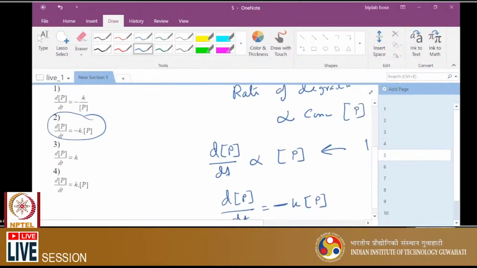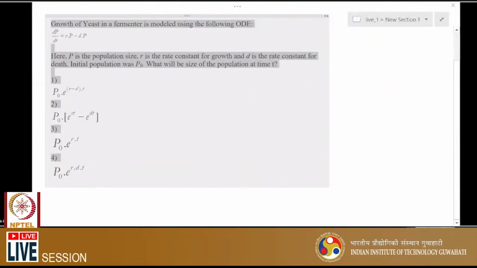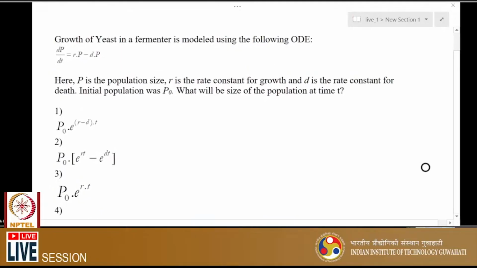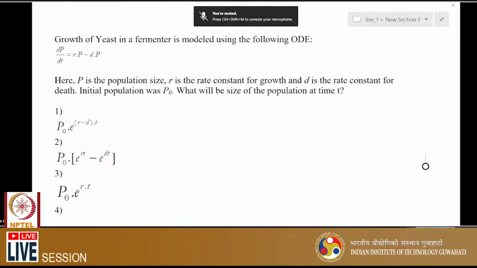Thanks for commenting. Let me look into another problem. I think we have a couple of minutes also. Okay, look into this problem. Growth of yeast in a fermenter is modeled using the following equation: dP/dt is equal to R into P minus D into P. Here P is the population size, R is the rate constant for growth, D is the rate constant for death. Initial population was P0. What will be the population size at time t?